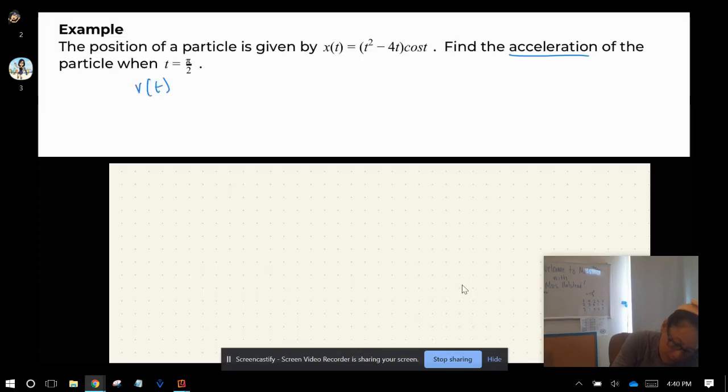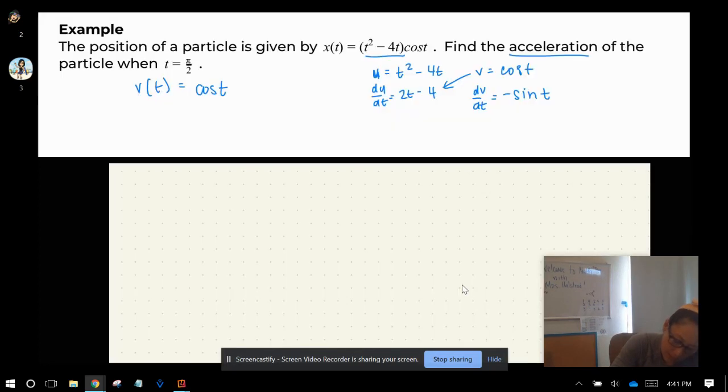So we go, the velocity of t is equal to, the u is going to be t squared minus 4t, and the v is equal to the cosine of t. Okay, take the derivative of each: du/dt, because the variable is t in this case, is 2t minus 4, and dv/dt is equal to the negative sine of t.